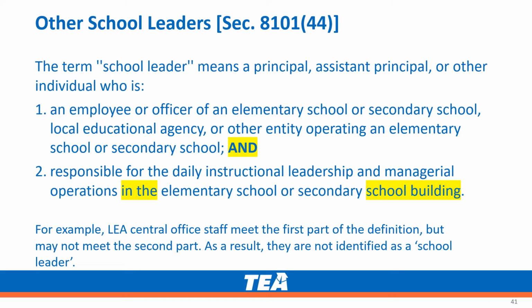Here we have the term school leader defined as per Section 8101(44). The term school leader means a principal, assistant principal, or other individual who is an employee or official of an elementary school or secondary school, local education agency, or other entity operating an elementary school or secondary school, and is responsible for the daily instructional leadership and managerial operations in the elementary school or secondary school building.